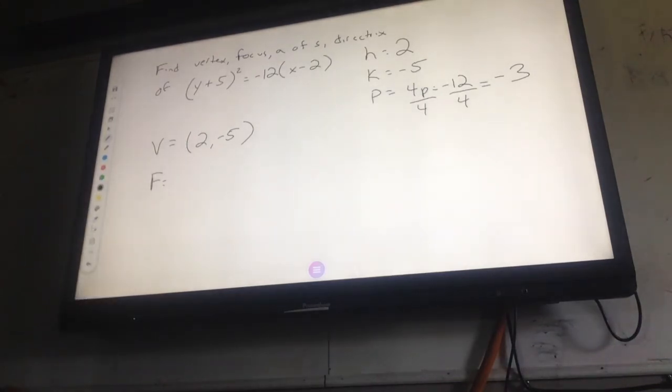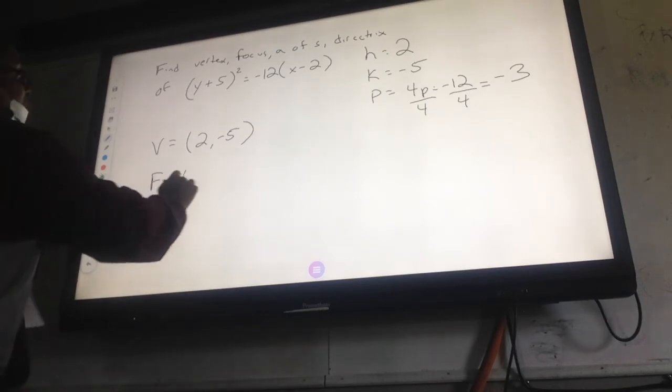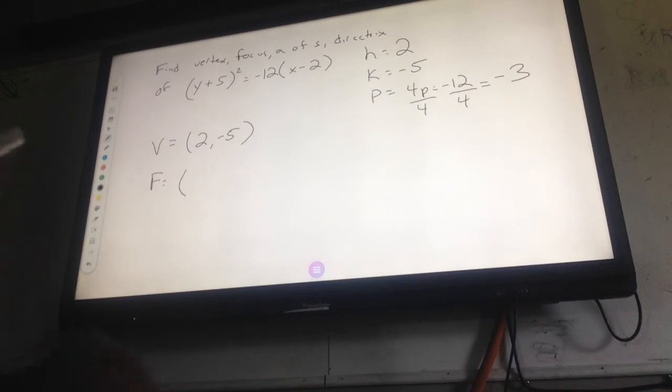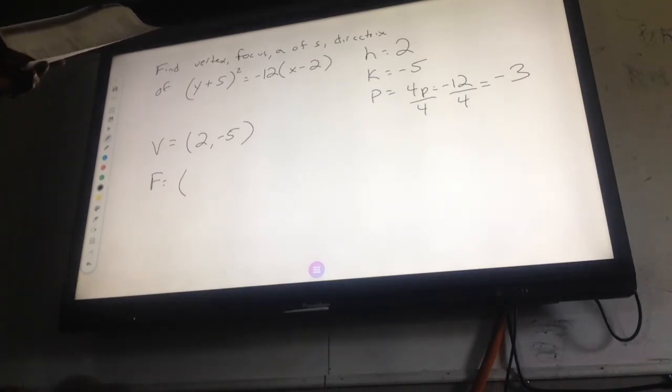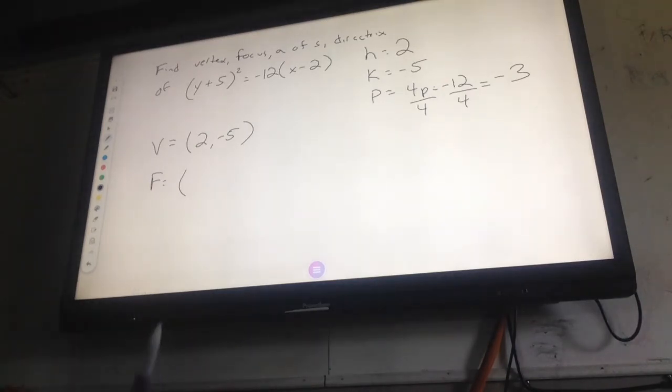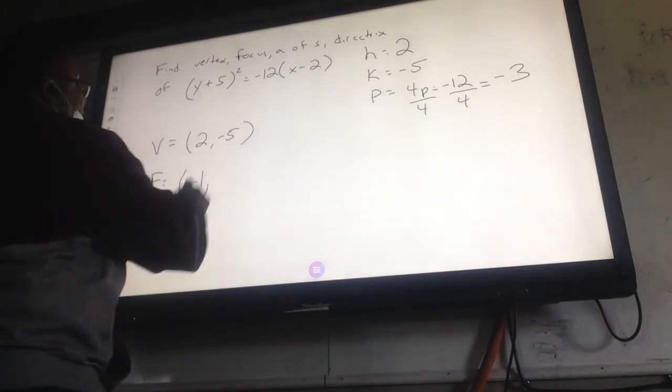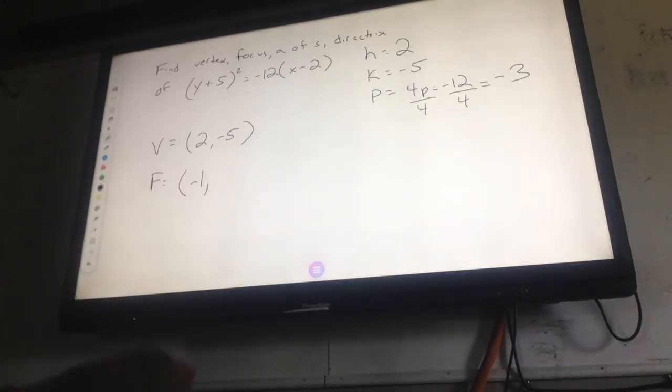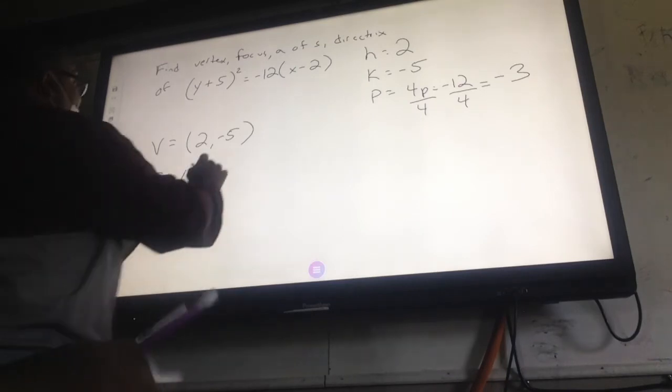Your focus is H plus P and K. So what is H? 2. And what is P? P is -3. So 2 plus negative 3 is what? -1. Negative 1. And then it's K, so K is -5. Negative 5, that's your focus.